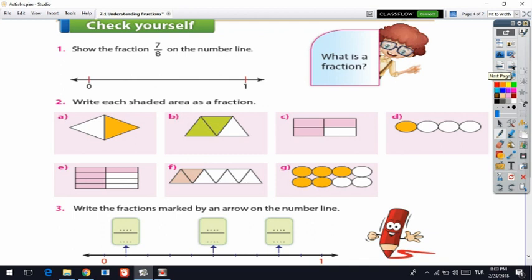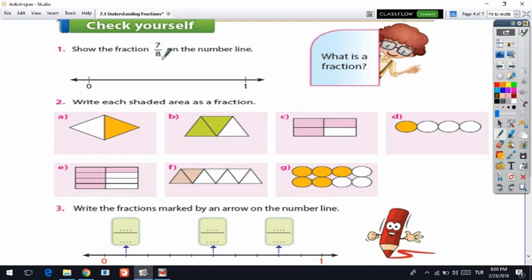Okay, now let's look at the questions. We have Check Yourself in your book, as you remember. Now let's look at the first one. I will not solve each of the questions here because all of them can be solved the same way. Show the fraction 7 over 8 on the number line.